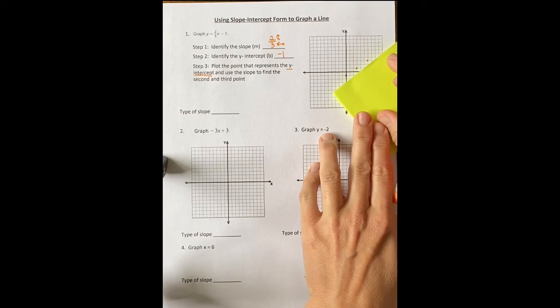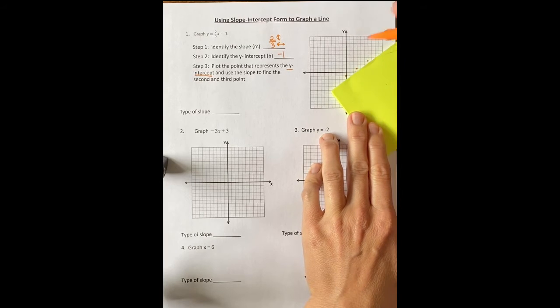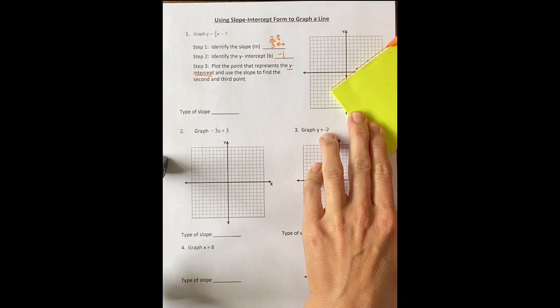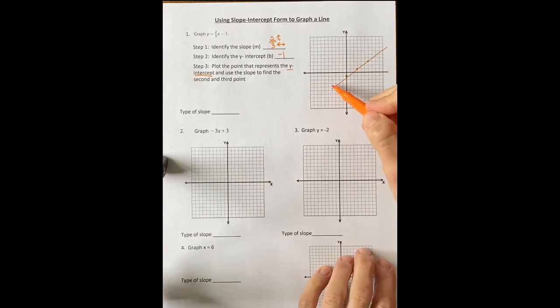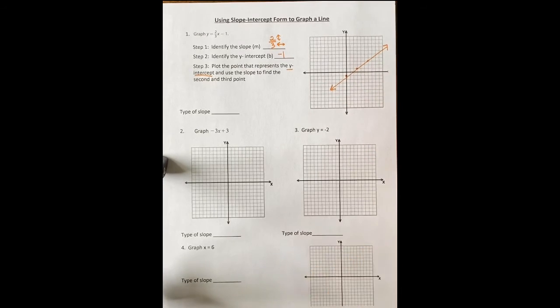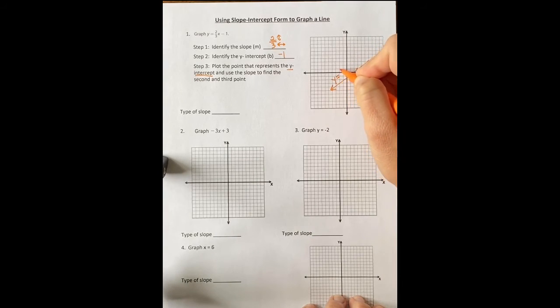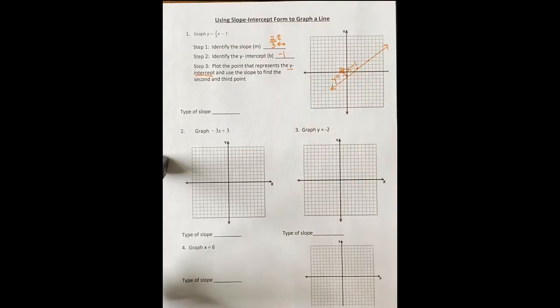And I am going to draw a straight line going through my points, making sure I put arrows at the ends because it is a line, so it goes on forever. And then I want to label this with the equation. So this represents y equals 2/3 x minus 1.